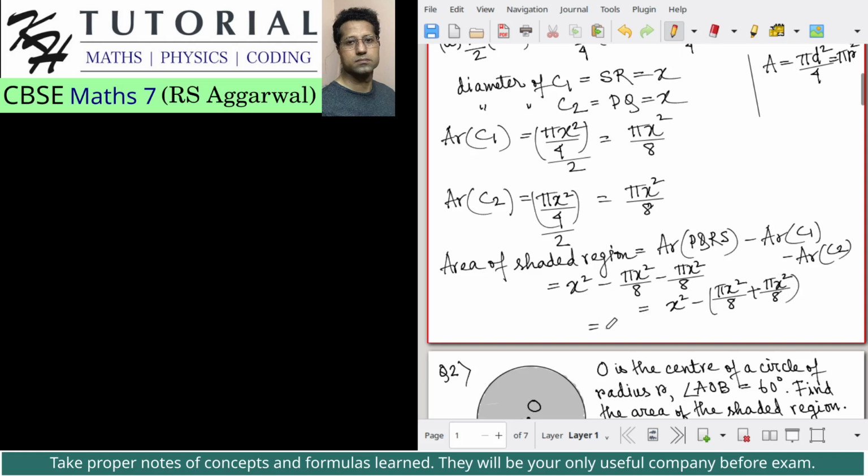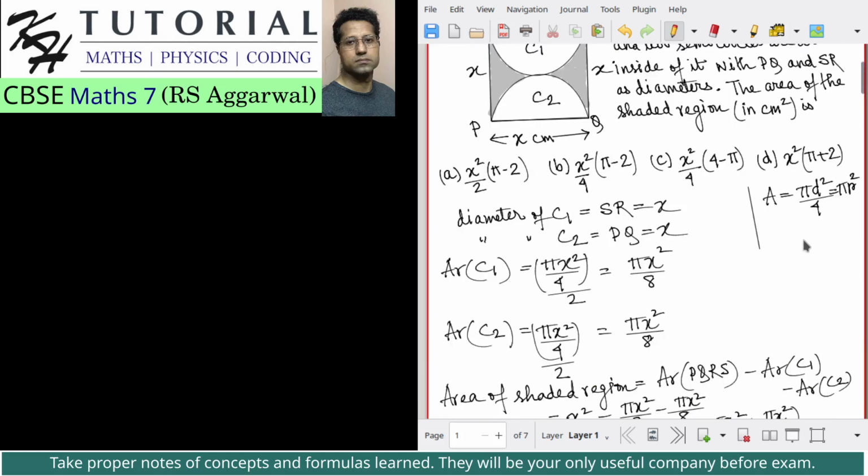This is equal to x square minus 2 into pi x square by 8, which is pi x square by 4. If I take x square common, I have x square into 1 minus pi by 4. This should be the area of the shaded region.